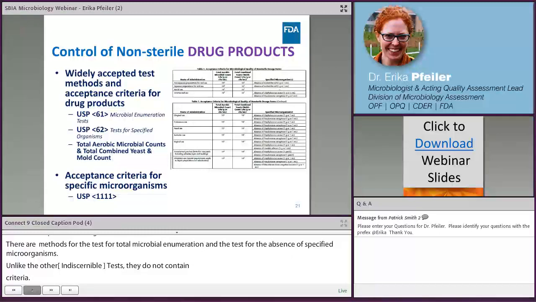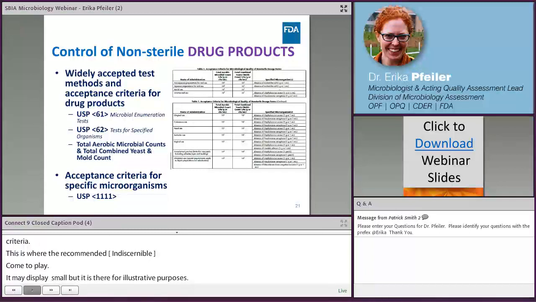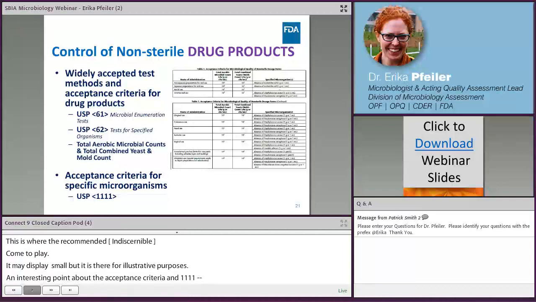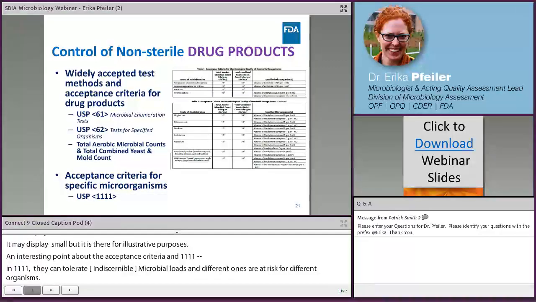One interesting point about the acceptance criteria in 1111 is that they're grouped by route of administration. They recognize that different routes of administration can tolerate the introduction of varying microbial loads, and that different body sites are at risk from different organisms. For example, E. coli should be absent in oral preparations, while cutaneous preparations focus on the absence of Staph aureus and Pseudomonas aeruginosa.